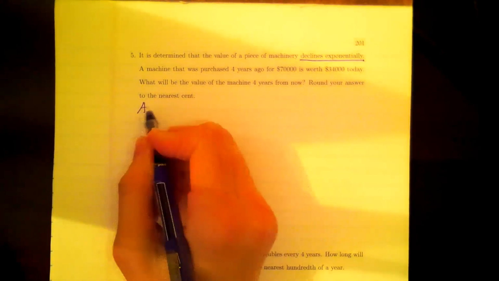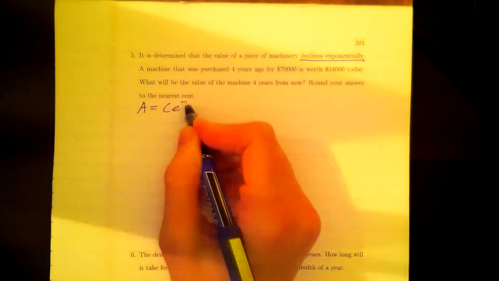All right, let's continue on. I'm going to move to the next problem. It says, it is determined that the price of machinery declines exponentially. As soon as I see this term, declines exponentially, I know I'm using the decay model, A equals C e to the minus KT.